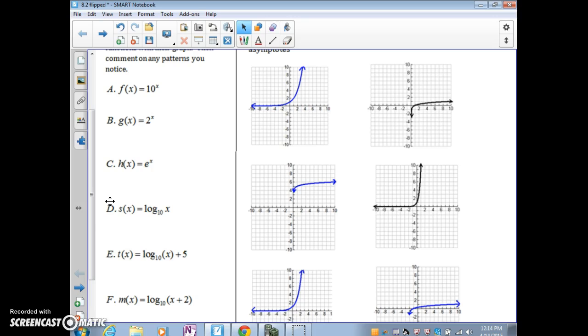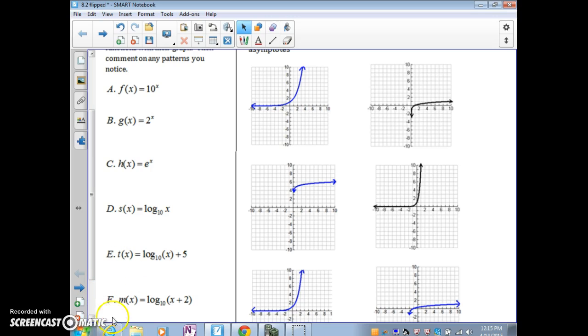Also, if we look at the exponential function, which is C, h of x equals e to the x. E is like the second most well-known irrational number. E is the base of the natural logarithm, and it's equal to about 2.72. You know how pi is 3.14? Well, e is about 2.72. It's an irrational number, so it keeps going and going. But there's a button for that on your calculator also.